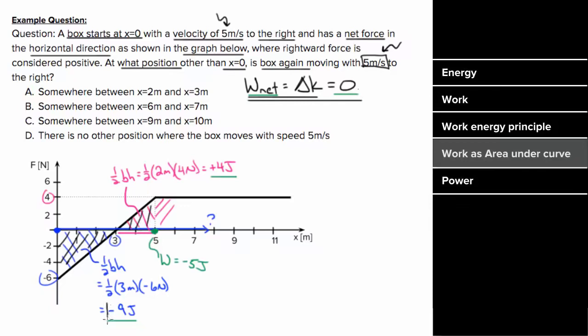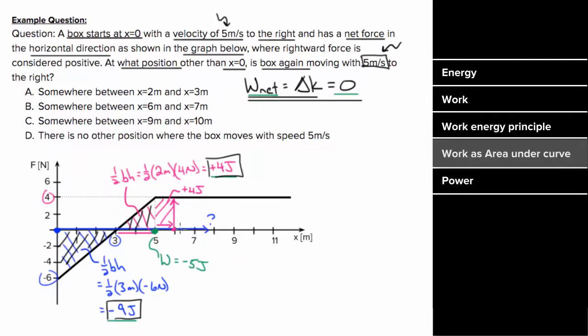My negative area is -9. My positive area so far is positive 4. If I continue on to the 6 meter mark, I'll pick up another positive 4 joules of work, since the height of this rectangle is 4 and the width is 1 meter, which means we're almost there. 4 plus 4 is 8. I'd only need to pick up 1 more joule, so I can't go all the way to 7 meters.